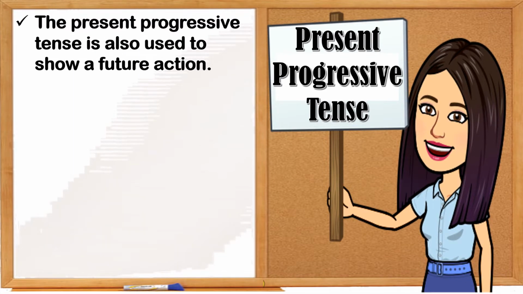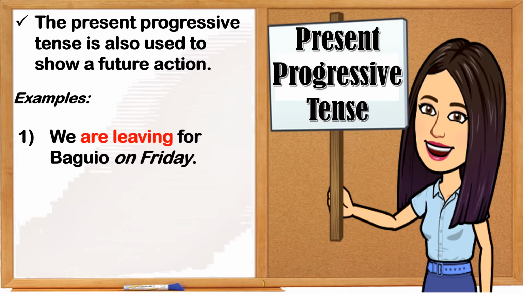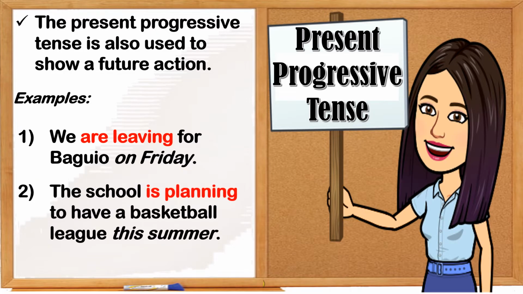The present progressive tense is also used to show a future action. Examples. We are leaving for Baguio on Friday. The school is planning to have a basketball league this summer. The words on Friday and this summer are expressions that denote future time.